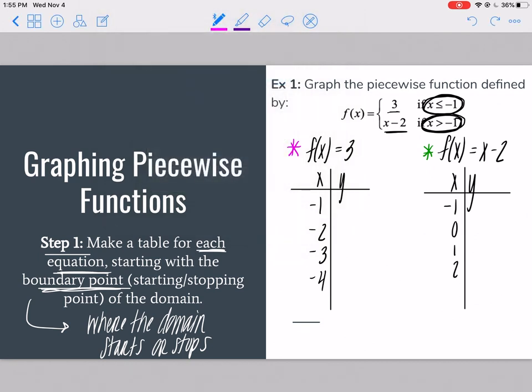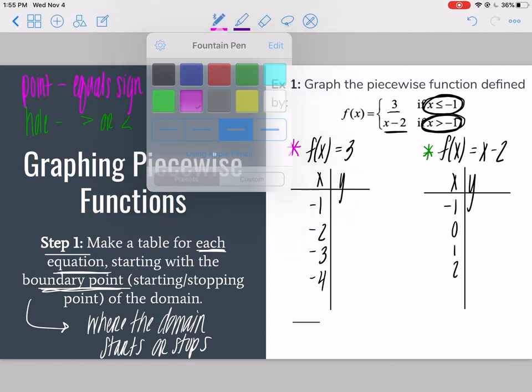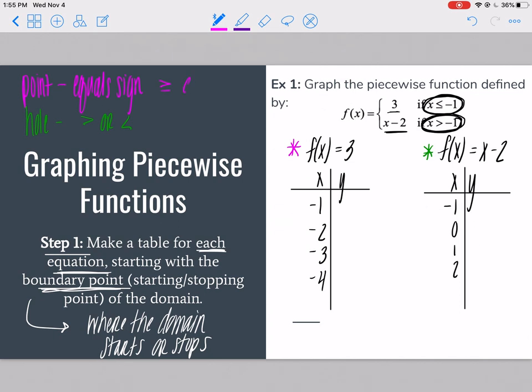This is just a reminder over here. It's going to be a point if it has an equals sign in the inequality, okay? It's going to be a hole if it's just a greater than or less than symbol. So the equal sign would be greater than or equal to, or less than or equal to. So if it has the or equal to symbol, then it's going to be a point because it can exist there.